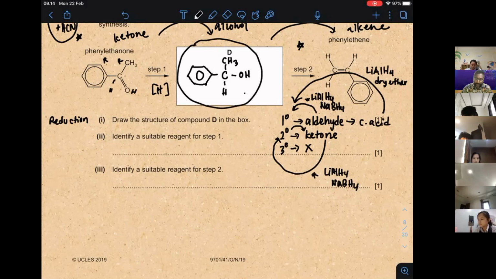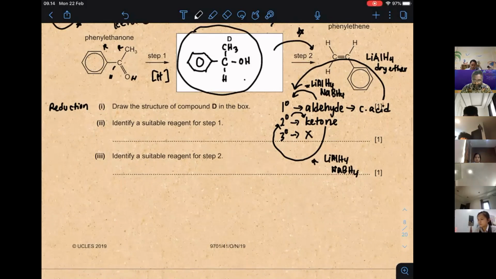Then after that, you are going to have step number 2, which is the dehydration. Anyway, identify the suitable reagent for step number 1. Step number 1 is going to be a simple one, ketone to become secondary alcohol.